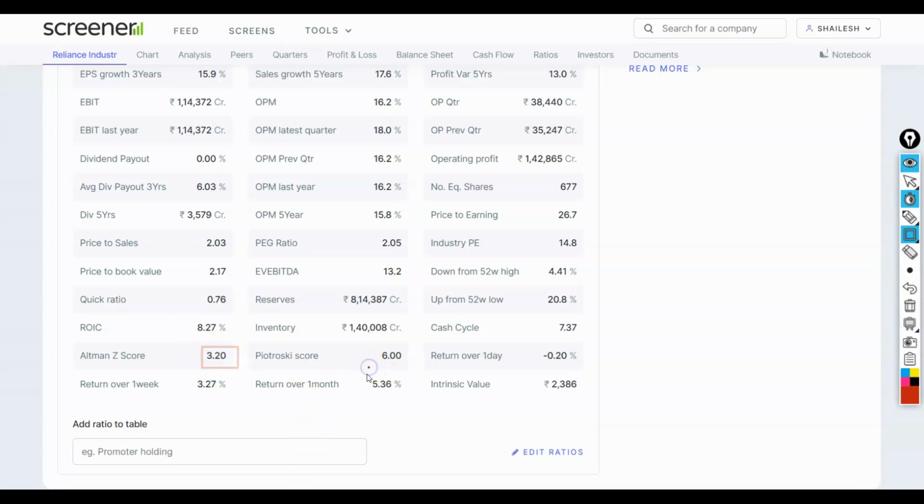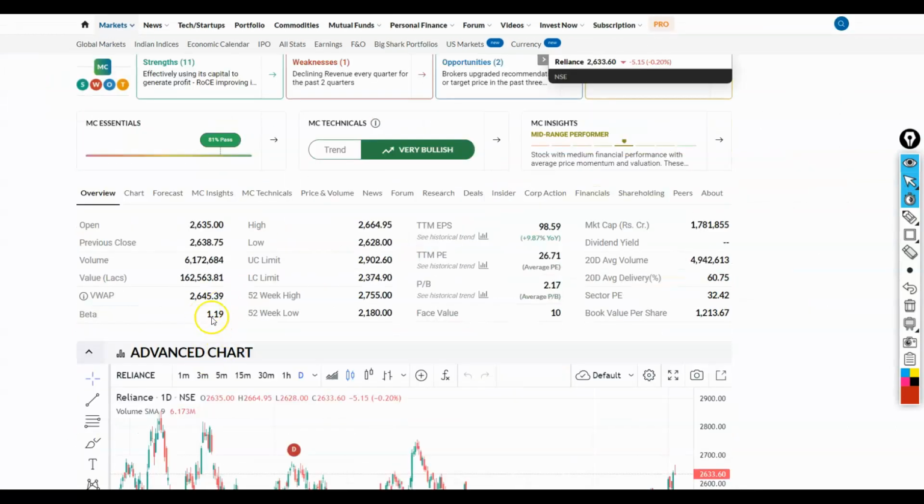So return over 1 month is 5.36, return over 1 week is 3.27, and return over 1 day is minus 0.20%. Now, the stock is away from the 52 weeks low by 20.8% and the stock is down from the 52 weeks high by 4.41%. Now, if we look into the beta for Reliance Industries, the beta is 1.19, so it moves ahead of the market by 0.19.